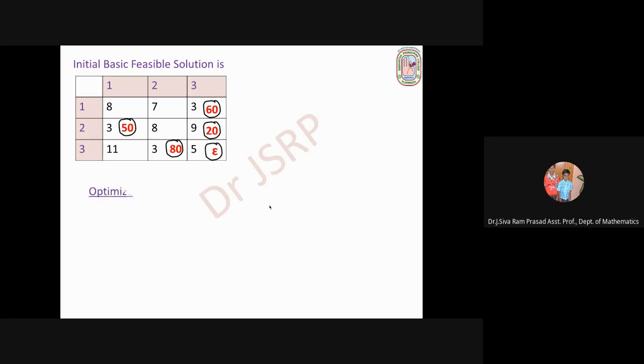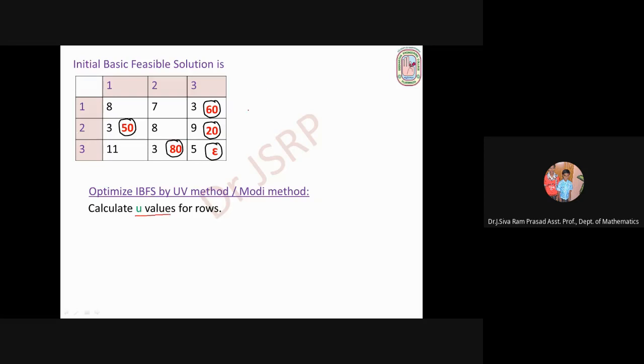To optimize this solution, we use the UV method or Modi method, already discussed in the previous class. So this is the second part of the solution. In the first part, we find the initial basic feasible solution. In the second part, we optimize that solution using the UV method or Modi method. So what are the steps in the UV method? First, we calculate U values for rows.